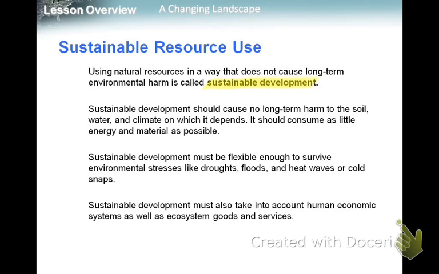Sustainable development is using natural resources in a way that doesn't harm the environment. Some of the requirements of sustainable development: it should cause no long-term harm to the soil, water, and climate on which it depends. It should consume as little energy and material as possible. It has to be flexible to survive environmental stresses like droughts, floods, heat waves, or cold snaps. And it should also take into account economic systems as well as ecosystem goods and services.